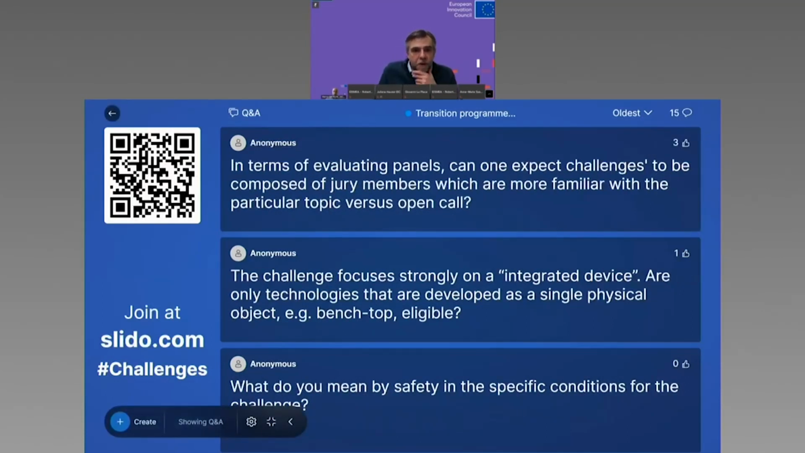In terms of evaluating panels, can one expect challenges to be composed of jury members who are more familiar with a particular topic versus the open call?